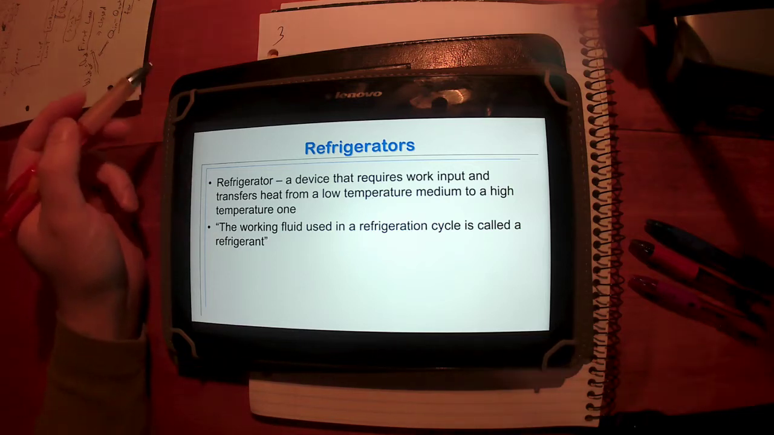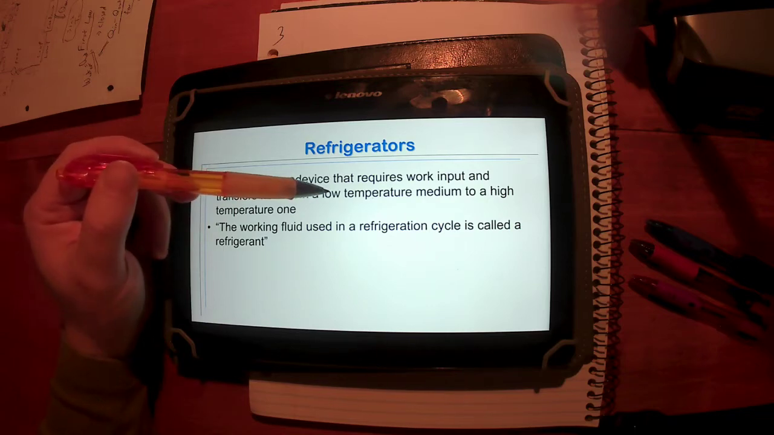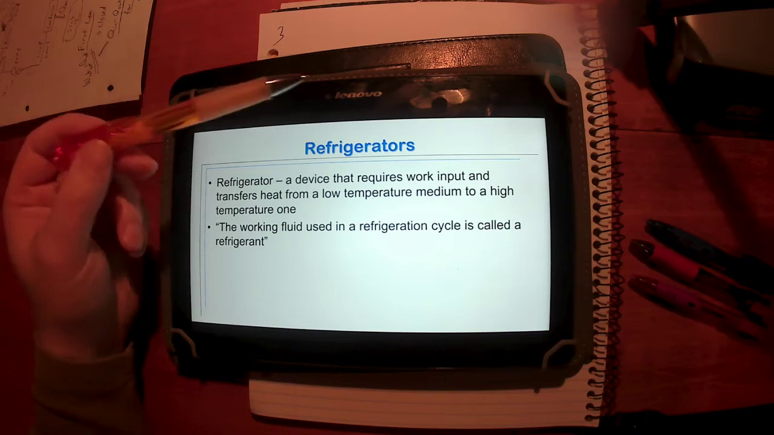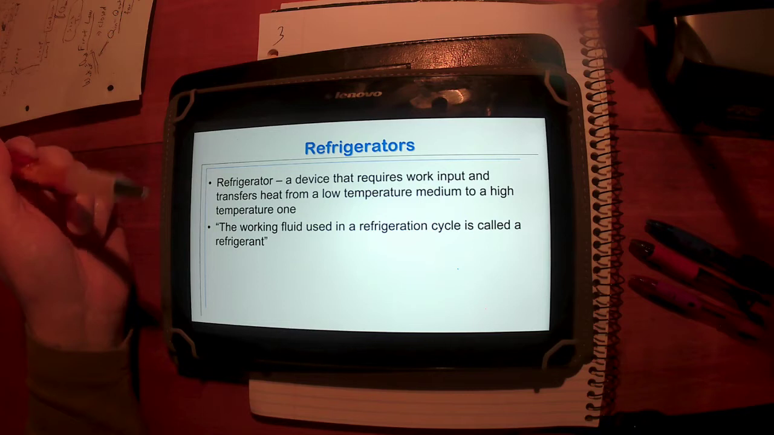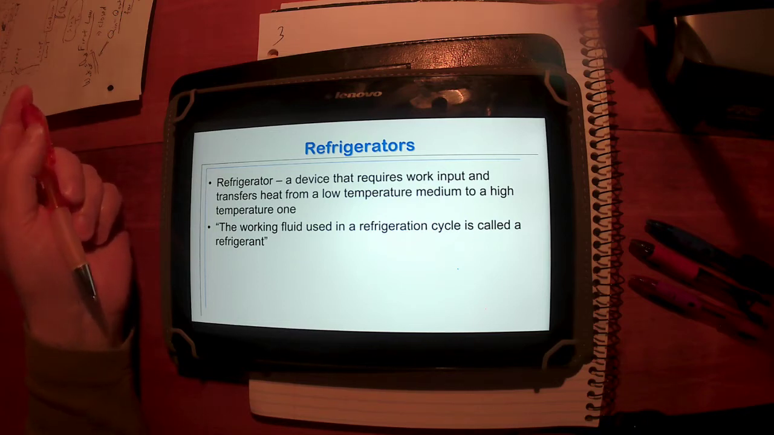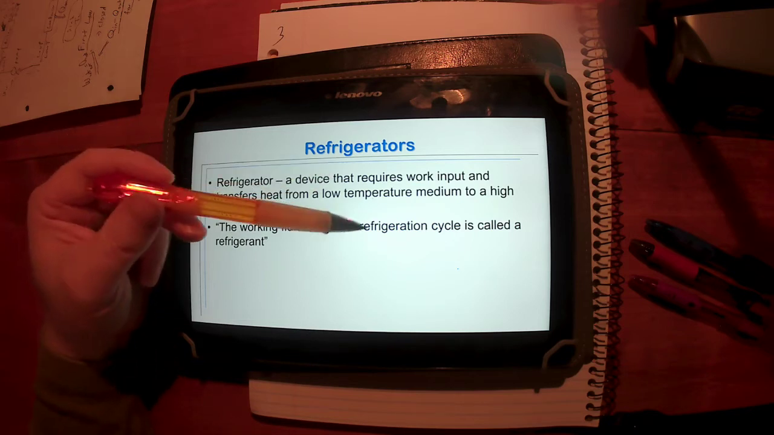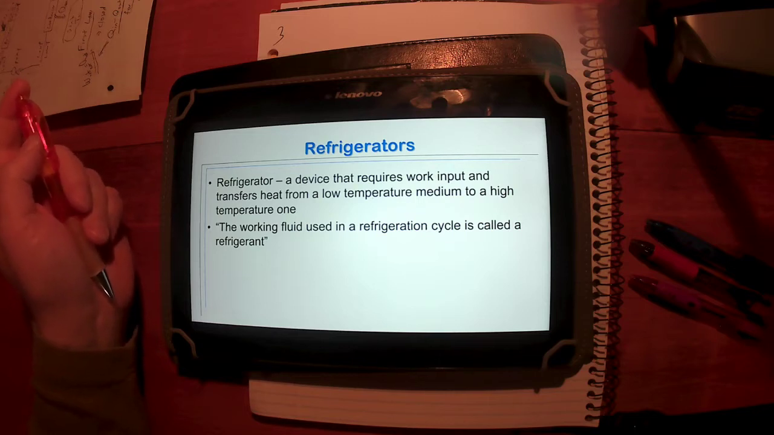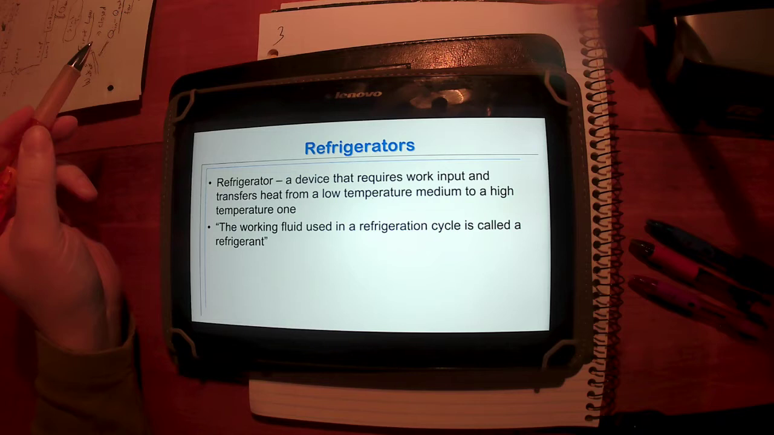Refrigeration cycles. A refrigerator is actually a device that transfers heat from a low temperature medium to a higher temperature medium. To do it, because Klaus's says that can't be the only thing you do, requires some work input. Now, we mentioned working fluid for engines. The working fluid for a refrigeration cycle we call a refrigerant. We've talked about refrigerant 134, R134. I forget the organic chemistry name for it off the top of my head. You can look it up.